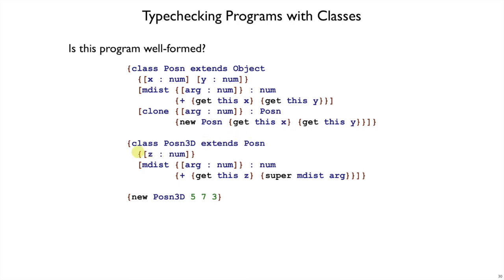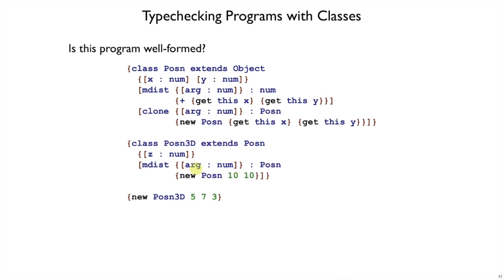What if I add a subclass now? Posn3D, it's going to extend Posn, and I declare the mdist method fresh down here, and it still returns a number. We call super mdist here, and we add the result of get z, this z. So whenever we have a Posn3D object, then we can call this mdist method, and those objects will have a z field. So this is all good too.